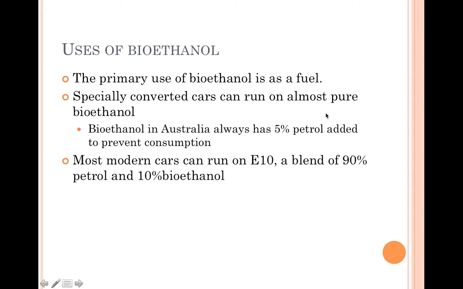So the primary use of bioethanol is as a fuel. If you want to run a car directly off bioethanol, you've got to convert the engine. You've got to change the engine. You can't just take your normal car and put ethanol in and expect it all to be good. As I said before, we add 5% petrol to it. That's to stop people drinking it. If you just had ethanol at a petrol station, some people, not you, but some people might go and fill up a jar and try and drink it. And drinking pure ethanol, it's a poison, so it would kill you. So they add the petrol to dissuade people from taking such a silly course of action.